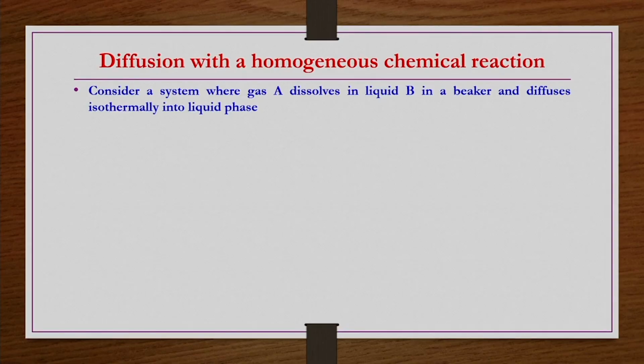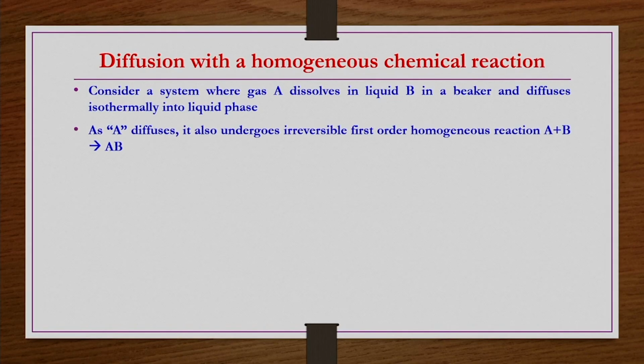Consider a system where gas A dissolves in liquid B in a beaker and diffuses isothermally into the liquid phase. So, as A diffuses, it also undergoes an irreversible first order homogeneous reaction, A plus B giving rise to AB. Since it is a homogeneous reaction, whatever the contribution in the flux is there, that should come as a source term in the species conservation balance equation, whatever we write. So, the contribution from the reaction has to come as a source term in the right hand side or the third term. And then here A, B and AB are there.